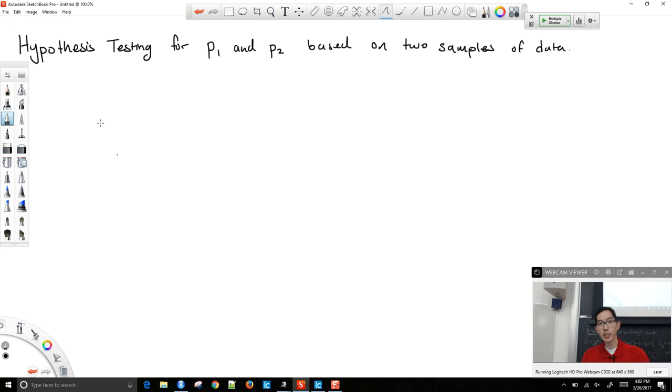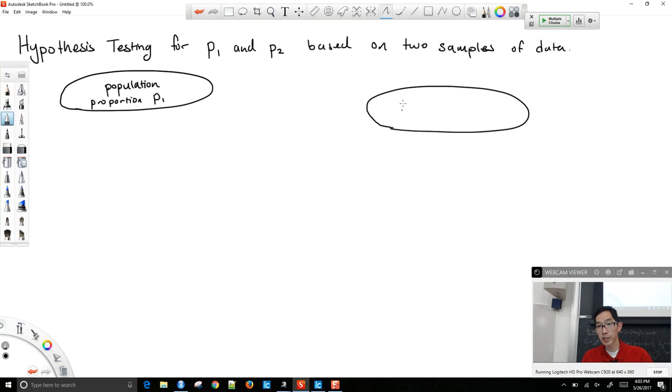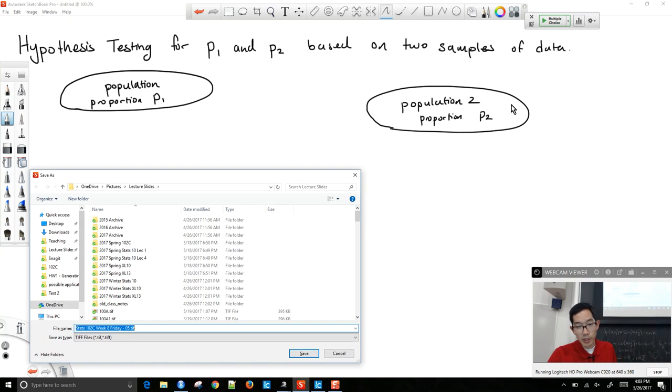And the big idea here is you've got population 1. Population 1 has proportion P1. And over here, this is population 2. Population 2 has proportion P2. Like every other example, the populations are too big for us to observe directly.